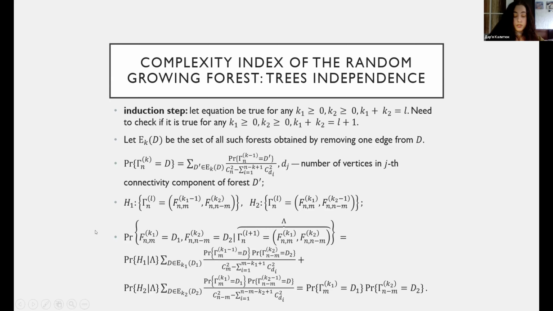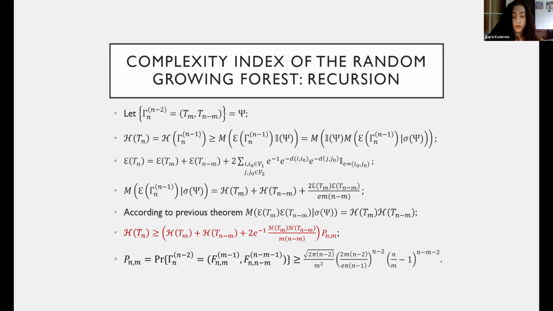And then with a few intermediate steps, we would come to the following equality and finally finish proving the theorem. Now we can derive a recursive formula for the complexity index. Among all the ways to construct the tree Tn on n vertices, we consider only those in which at the penultimate step there were two trees, Tm and Tn minus m, on m and n minus m vertices respectively. And we would denote this event of growing such a forest as an uppercase C.